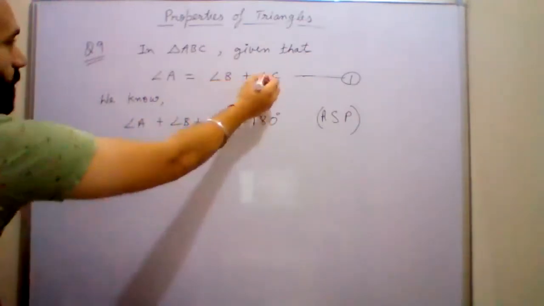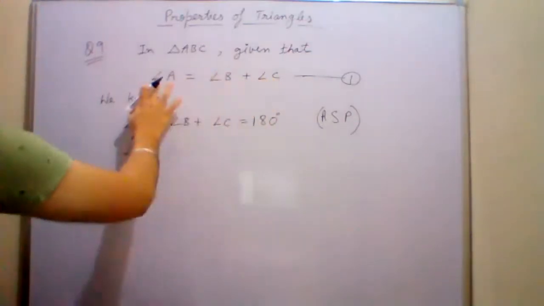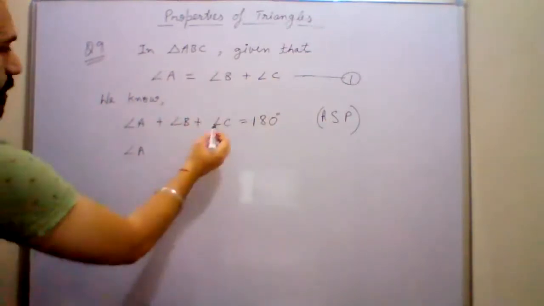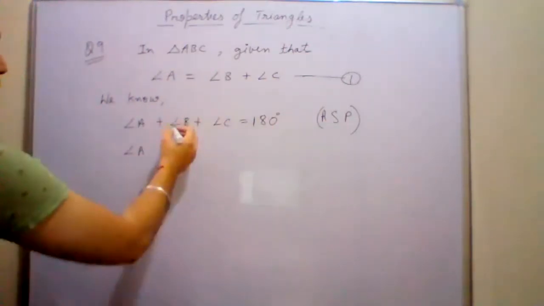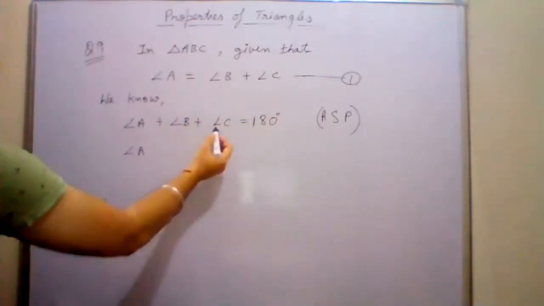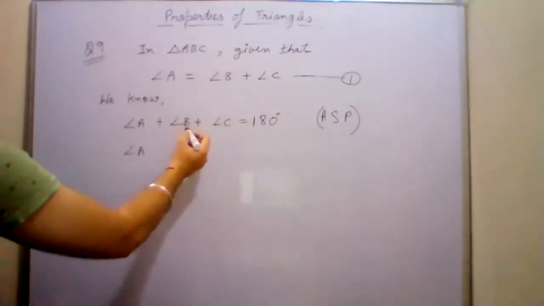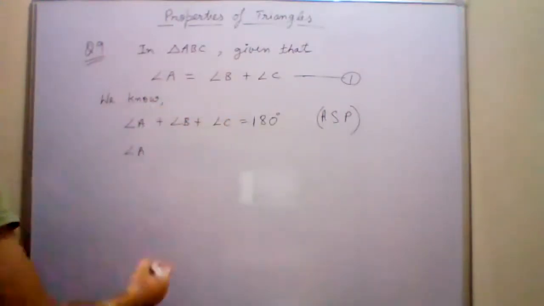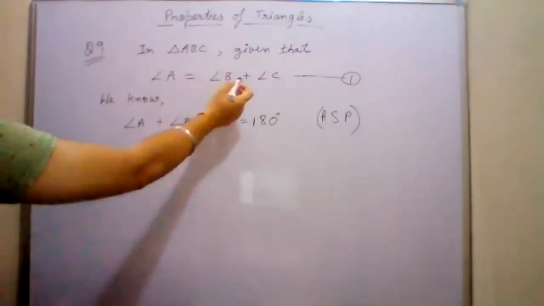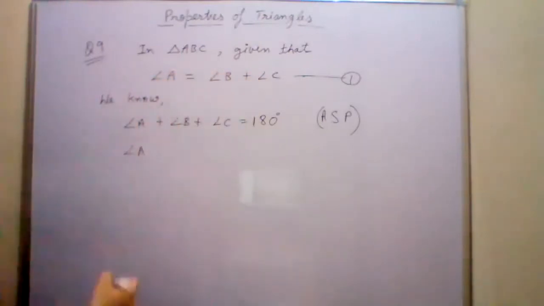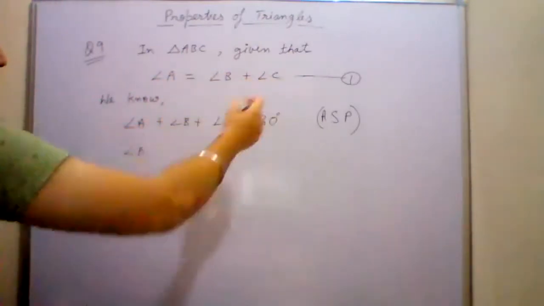In place of angle B plus angle C, I am going to write angle A. Here you can see angle B plus angle C. We are adding angle B and angle C. Yes, sir. In place of angle B plus angle C, I will write angle A. Can I do this? Because angle B plus angle C is equal to A. It is given.